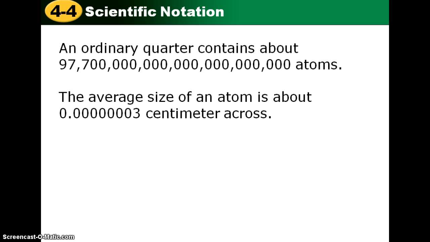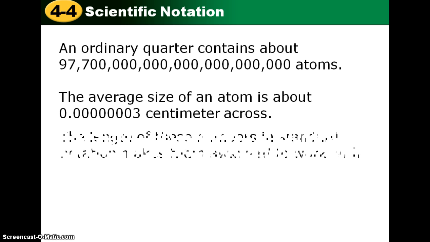An ordinary quarter contains about, check that number out. Any idea what that might be? Hundreds, thousands, 100,000s, 200,000s. Maybe you want to Google that and see how you read that number. The average size of an atom is about 0.00000003 centimeters across. See if you can figure out the value of that number. Those are really big and really small numbers that we're working with.